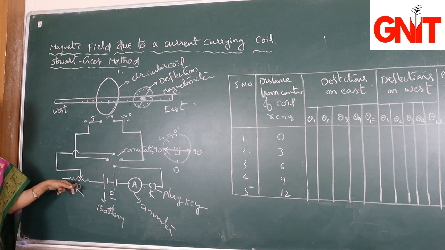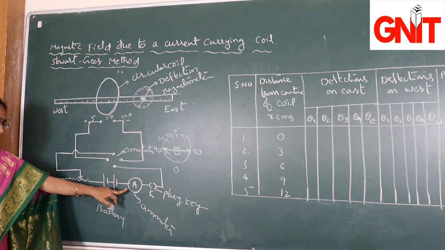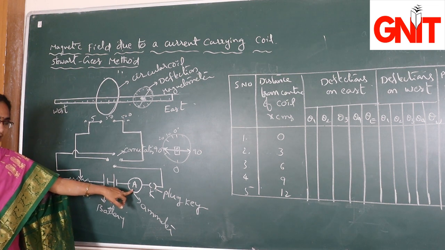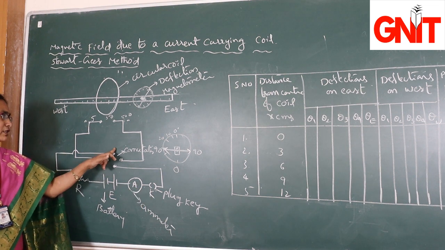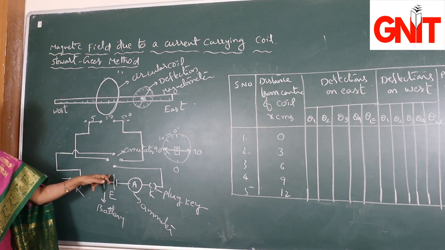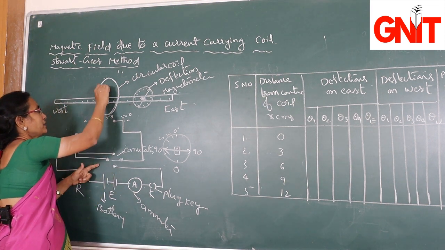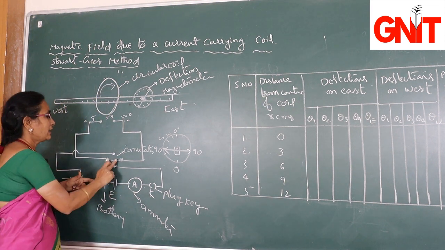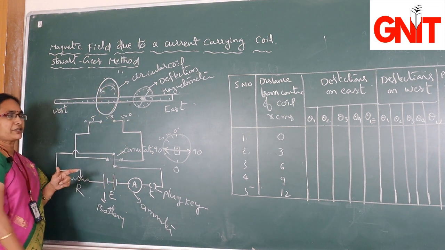The rheostat is used to increase or decrease the current in the circuit, and the battery is used to supply current to the circuit, and the ammeter is used to measure the current, and the plug key is used to make or break the circuit. This commutator is used to reverse the direction of current. If you connect these 2 terminals, current flows in one direction in this coil, and if you reverse the connection, the current reverses its direction.